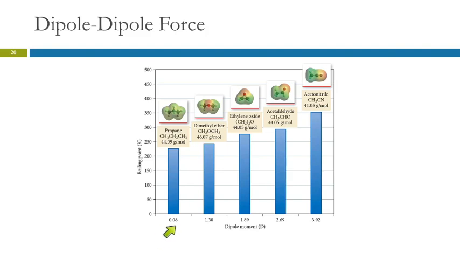So we see that as the dipole moment increases, the boiling point increases. Here's acetonitrile, which boils at 350 Kelvin, whereas propane boils at, what is that, maybe 230 Kelvin. So propane is a gas at room temperature, and acetonitrile is a liquid. Its dipole-dipole forces are stronger.